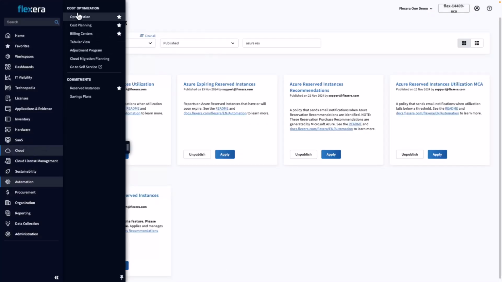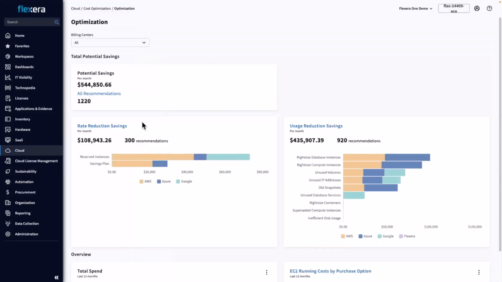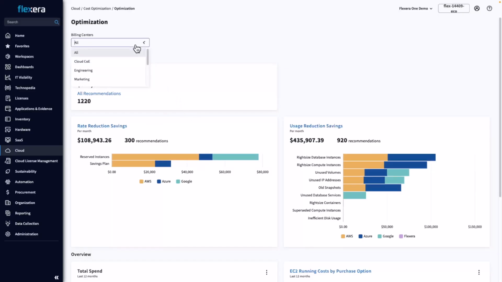Now, once those have run, you're able to see, of course, those rate reduction savings opportunities across all three hyperscalers here. But importantly as well, we can contextualize those by various business dimensions so that you could see, well, what can I achieve for my engineering applications by way of rate reduction opportunities? So again, lots of contextualization there.